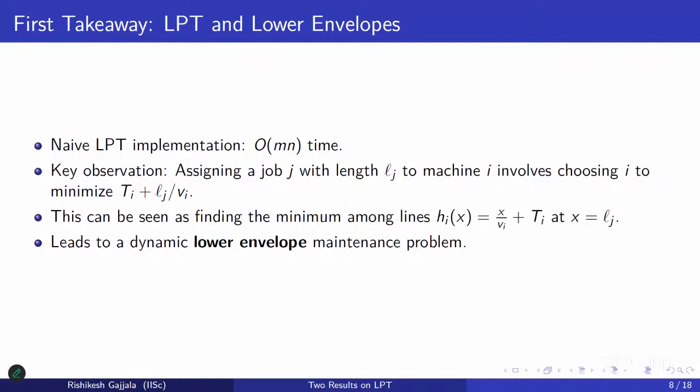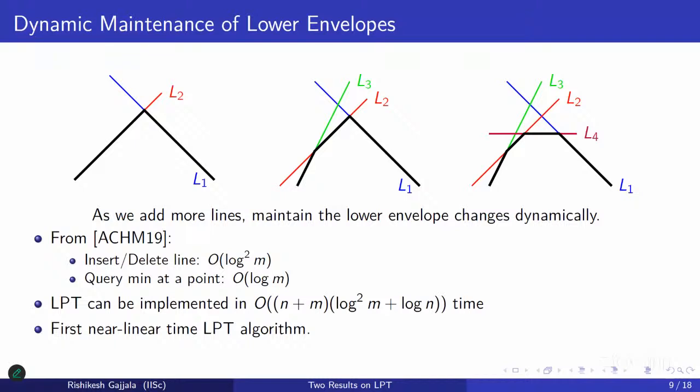So let's see what lower envelope is first. Let's say you have many lines. In a lower envelope, one has to maintain the pointwise minimum over every point on the x-axis. So if you take the lines L1 and L2, you know that initially the line L2 dominated and is minimum, and later L1 is minimum.